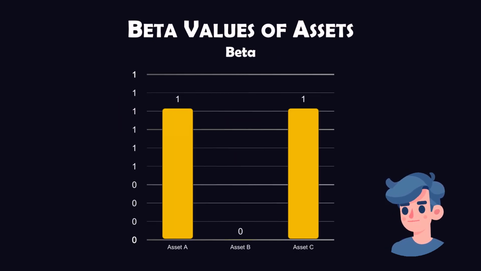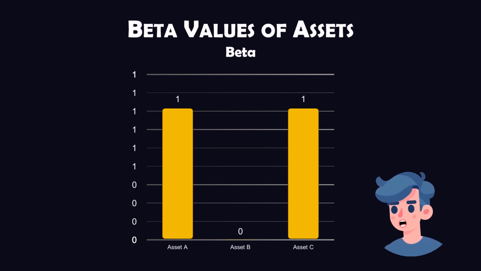Question: what is beta? Answer: beta measures the volatility of an asset relative to the overall market. A beta greater than 1 indicates higher volatility, while a beta less than 1 indicates lower volatility.